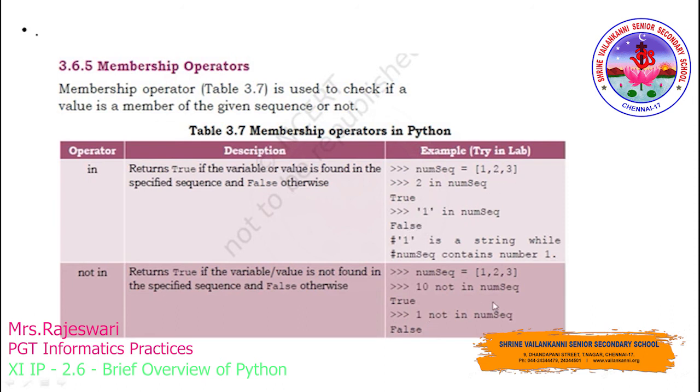And similarly, not in. See here, 10 not in num sequence. Yes, 10 is not there in the num sequence, so it will return the value as true. But 1 not in num sequence means 1 is there. How can we say it is not there in num sequence? So it will return the value as false. So these are the different types of operators you have under operators concept.